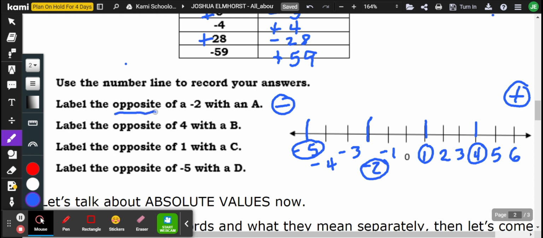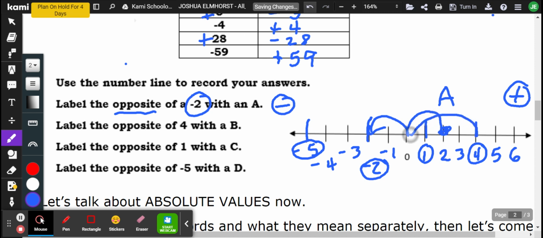Okay, so we have the opposite of negative two. So we find negative two, and instead of going, oh, let's undo that. Instead of going left negative two, you go in the opposite direction to positive two. And we're going to label that A. Okay, then the opposite of positive four. So the opposite of positive four going to the right four would be going to the left four. And we're going to label that B.